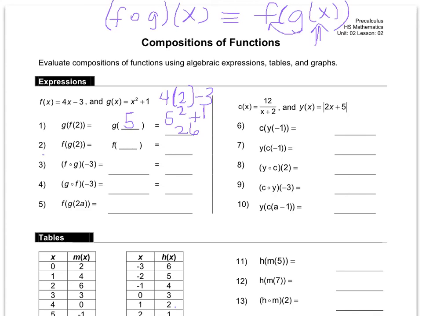Now pause the video and work problem number 2. Let's check your answer. First, the innermost function is g of 2. G of 2 is 5. Next, we apply the function f to 5, which gives us 17. Did you get the correct answer? Good job.